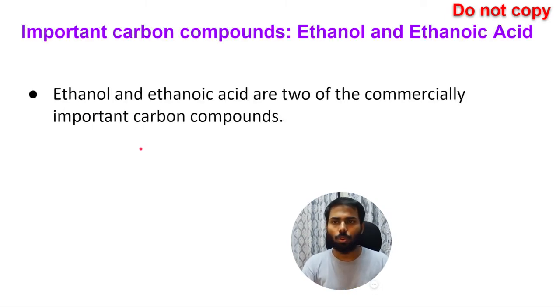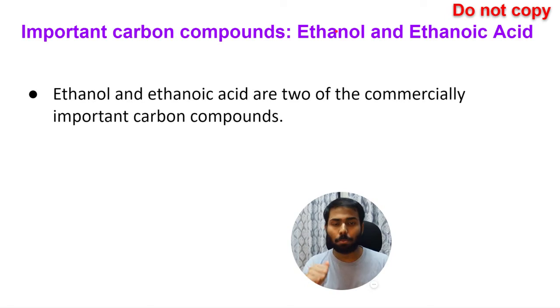Okay, so there are two important carbon compounds which have been given in detail in your textbook. Okay, those two are ethanol and ethanoic acid. Both of them we are going to see in detail. In today's learning session, we're only going to focus on ethanol.